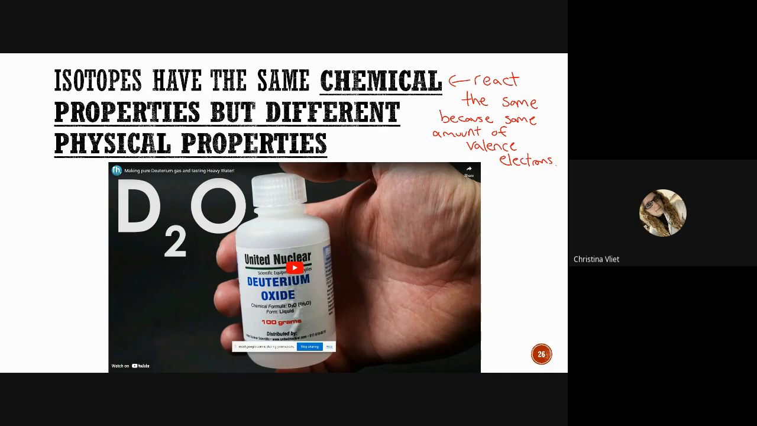So all isotopes react the same. No matter which carbon you have, carbon 12, carbon 13, carbon 14, all the carbon in your bones will react the same way in a chemical reaction. They have slightly different physical properties, but they react the same.